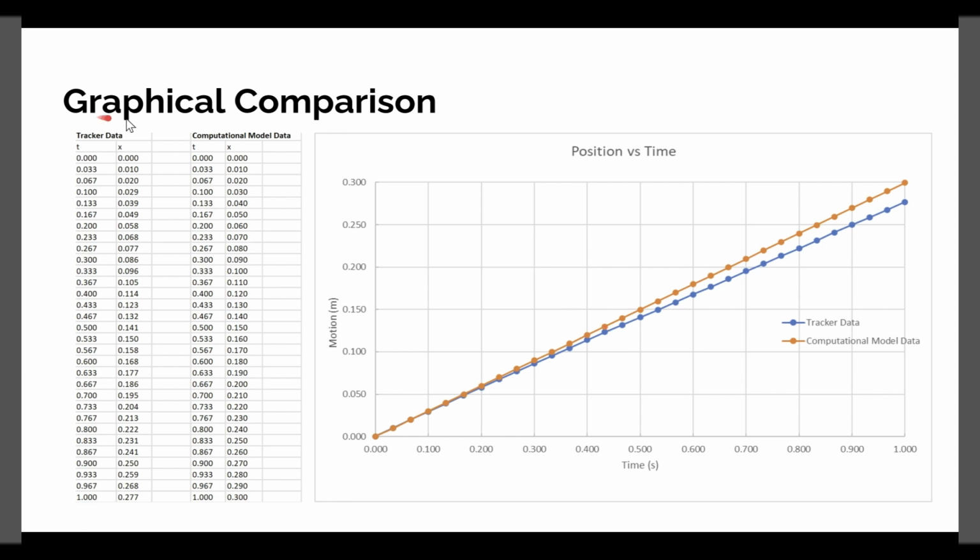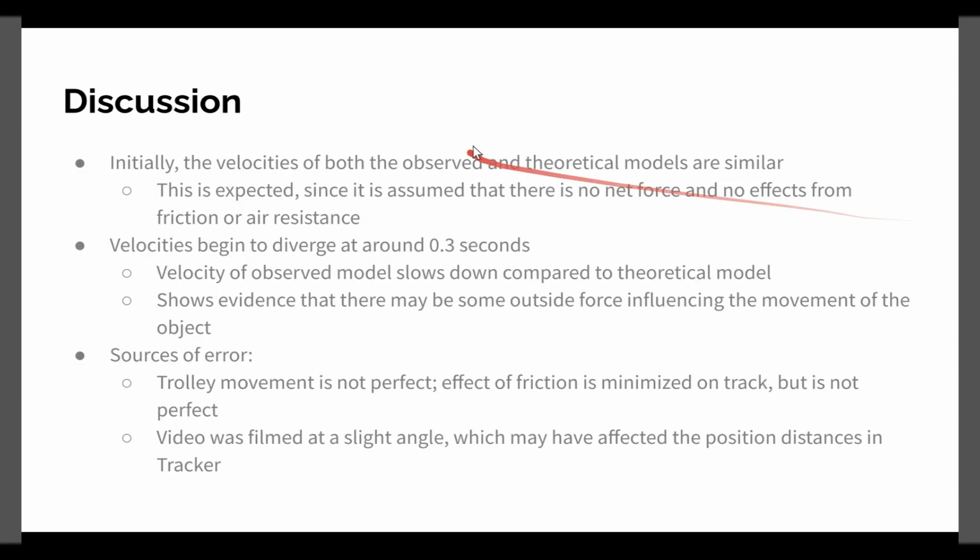Here is the graphical comparison of my Tracker data, represented by the blue line, and my computational model data, represented by the orange line. Initially, the velocities of both my observed and theoretical models are similar, which is expected because it is assumed that there is 0 net force and no effects from friction or air resistance on the movement of the trolley. But the velocities do begin to diverge at around 0.3 seconds, which shows that there is evidence of some outside force influencing the movement of my object.